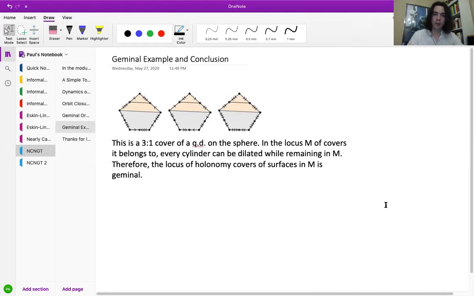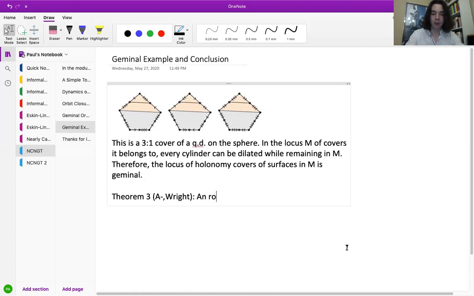Before stating the final theorem, I wanted to present one more non-trivial example of a geminal orbit closure. As you can see, this example is a 3-to-1 cover of a quadratic differential on a sphere. And moreover, the locus of covers to which these 3-to-1 covers belong have the property that every cylinder in them can be dilated while remaining in the locus of covers. This in turn means that the locus of covers of the surfaces inside M is geminal. So this is an example of a collection of surfaces with, it turns out, a rank 2 orbit closure, which have the property of being geminal. This, together with the Wollmilchsau, suggests a sort of pattern which we established in this final theorem.